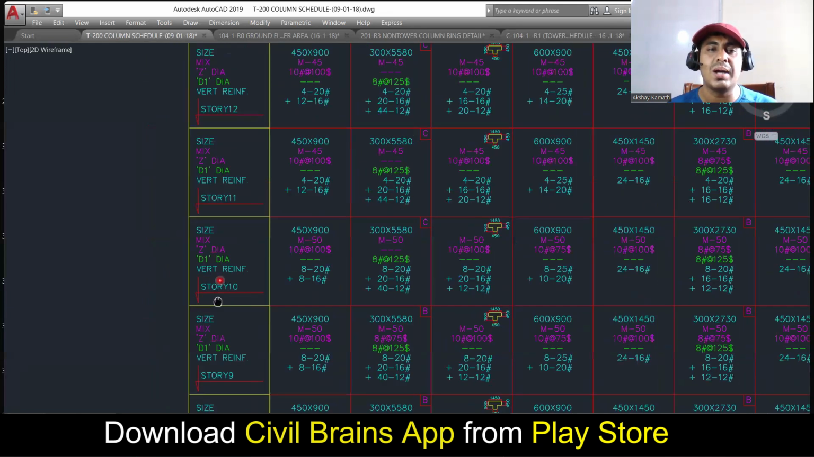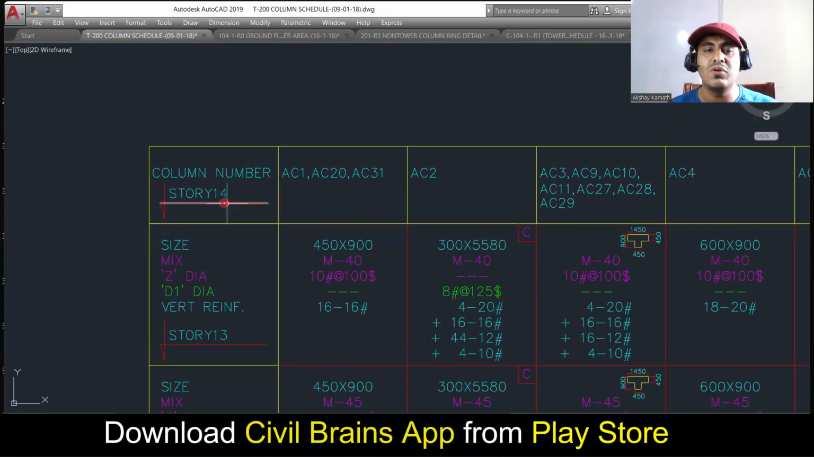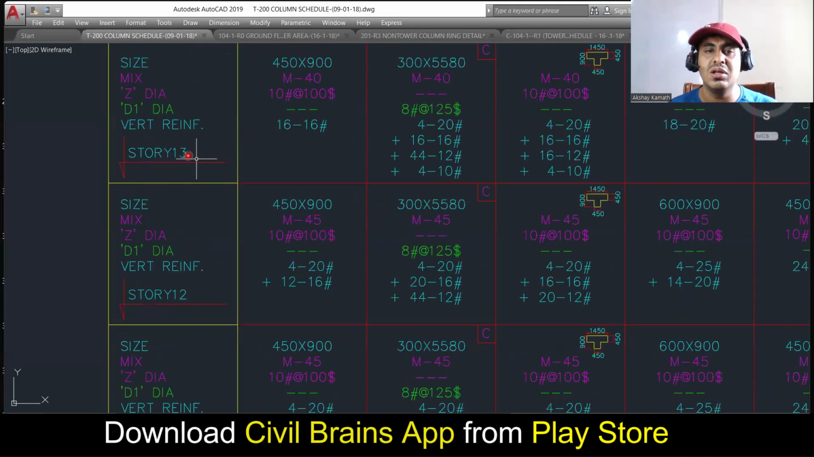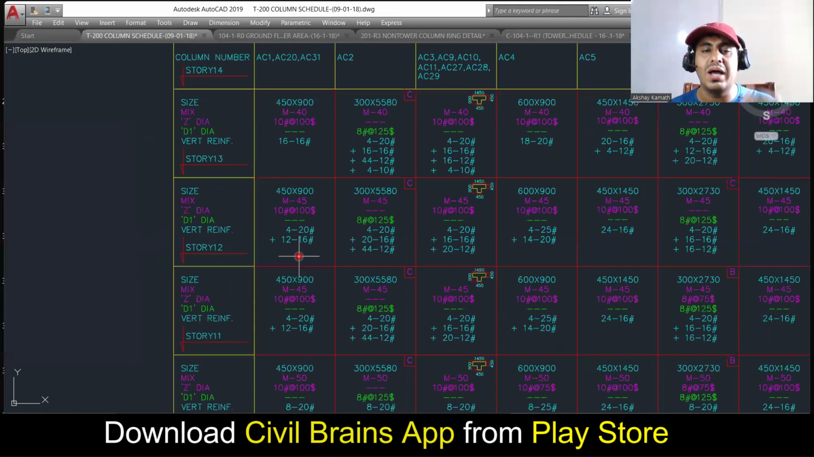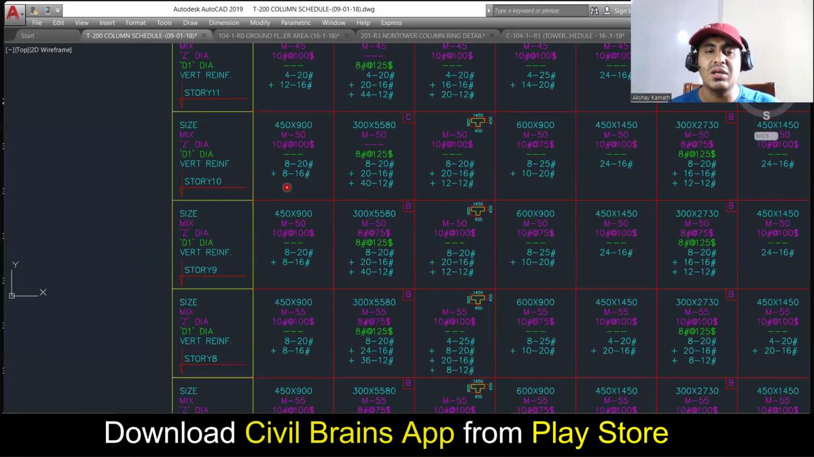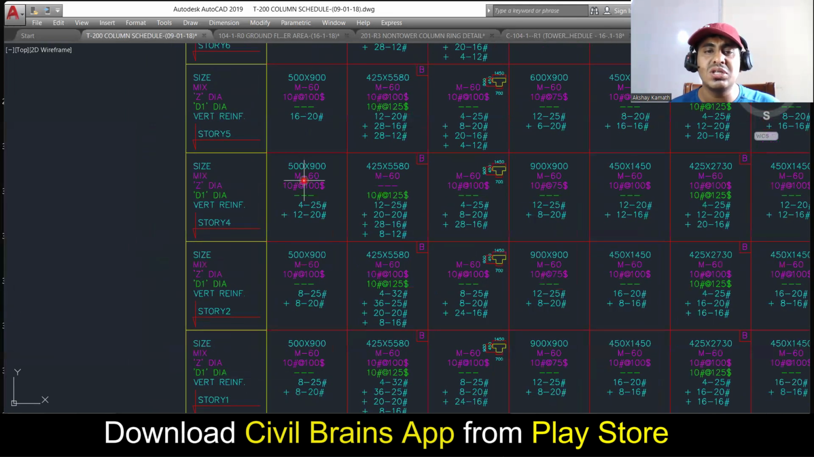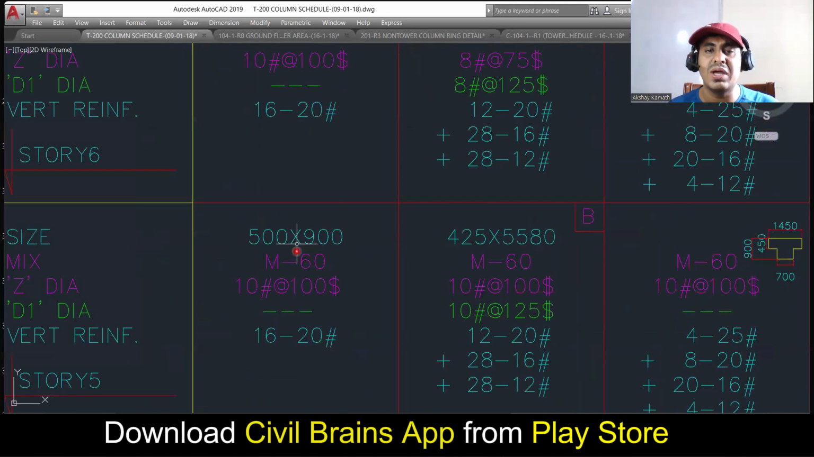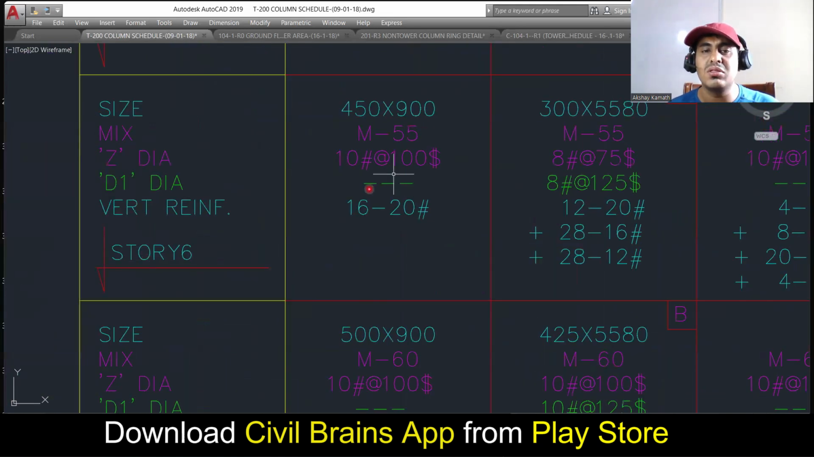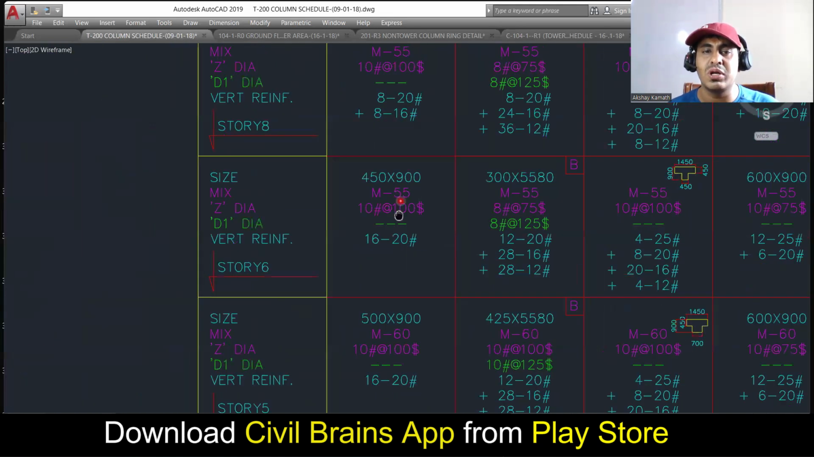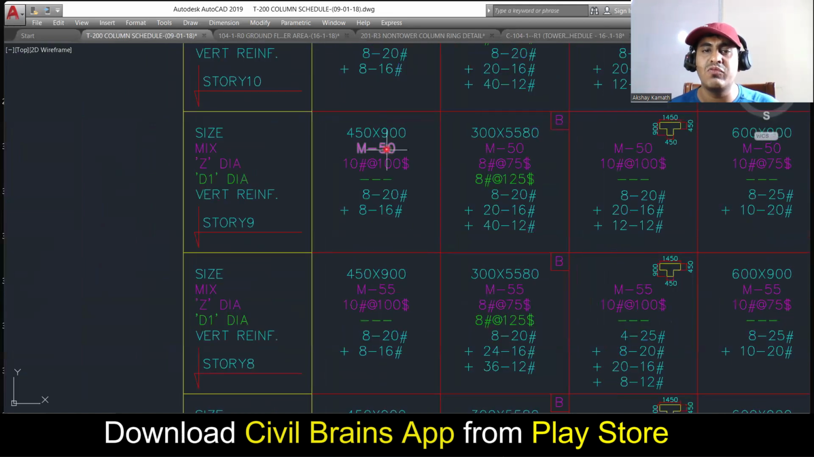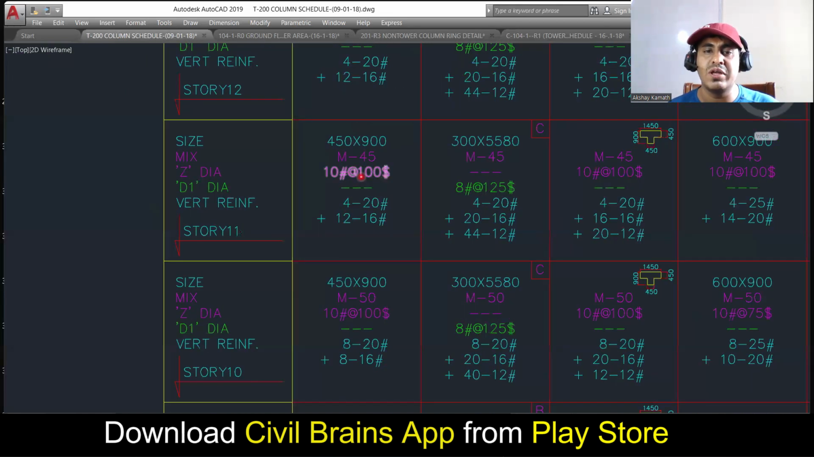So this way, different stories up to how many? Up to story 13. He has given it here. And as you go to the higher floors, your grade is decreasing. See here, it was M60. From M60, it came to M55. In story 6, you are supposed to use M55 grade of concrete. Then it came to M50, then M45, 45, 40.